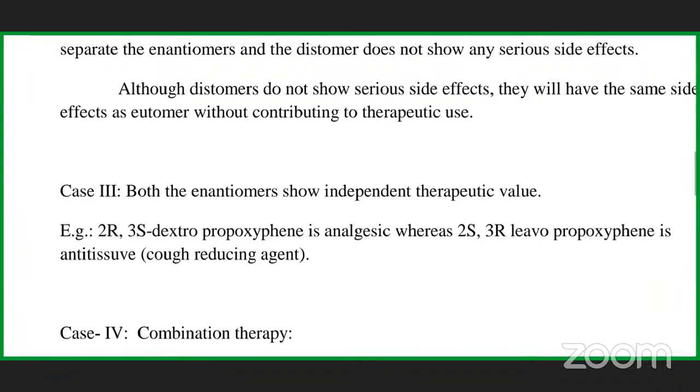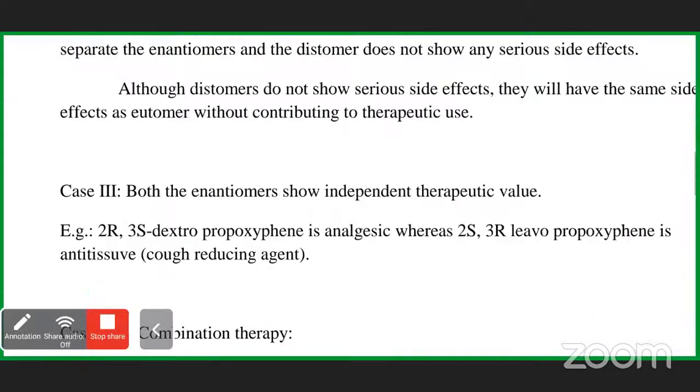The example is 2R,3S propoxyphene, which is analgesic, meaning a drug which reduces pain, and 2S,3R levopropoxyphene, which is antitussive, a cough reducing agent. So both have independent, individual activity.